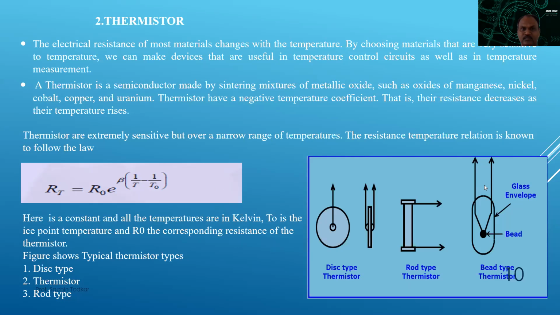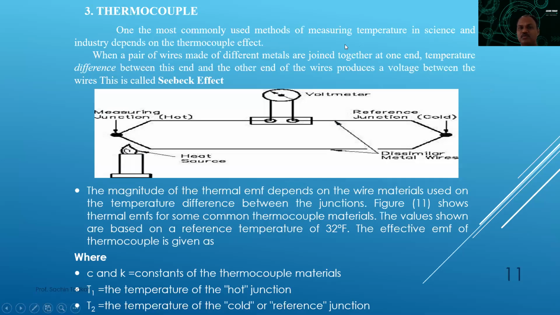Next, now third, that is the thermocouple. One of the most commonly used methods of measuring temperature in science and industry depends on the thermocouple effect. The thermocouple effect, we know, is the Seebeck effect. If there are two junctions, one put at cold and one put at hot, then there will be a change in voltage.